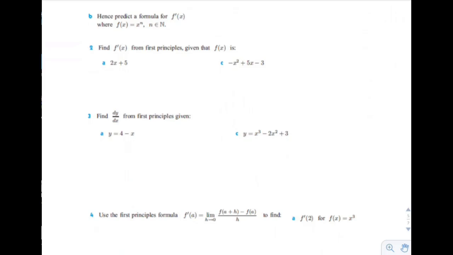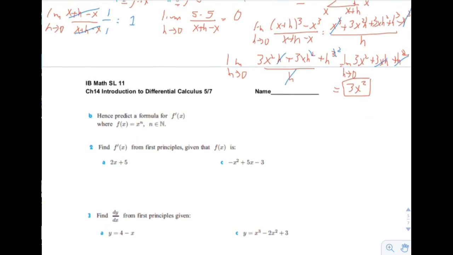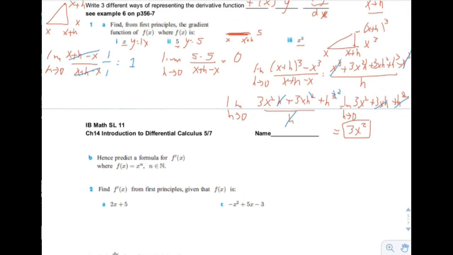Okay, we are on page 5, and page 5 continues with the last problem on page 4, which asks you to predict a formula for the derivative of f of x for the form x to the n. And remember we did this in our investigation. Basically we had that the derivative of x squared was 2x, and the derivative of x cubed was 3x squared. And I asked you what the derivative of x to the fourth would be, and you said it would be 4x cubed, which is correct.